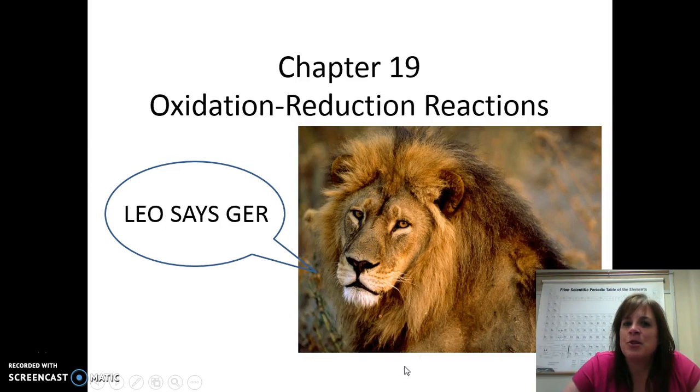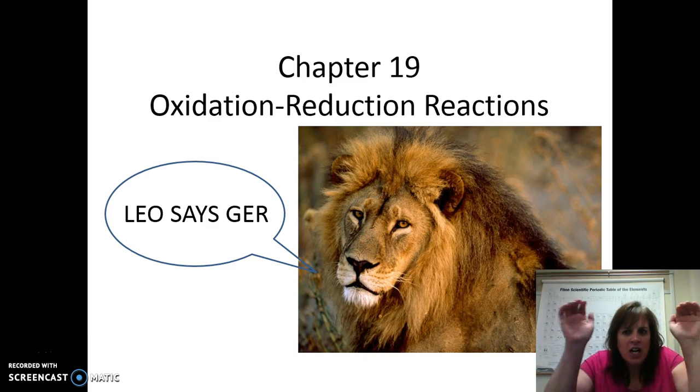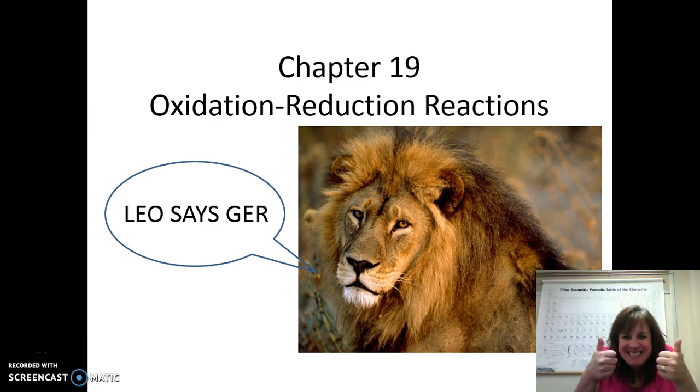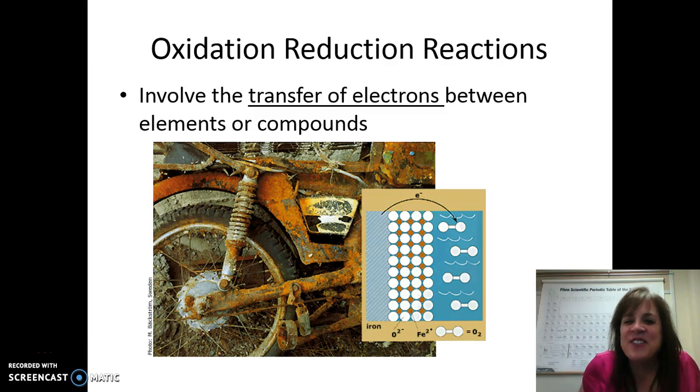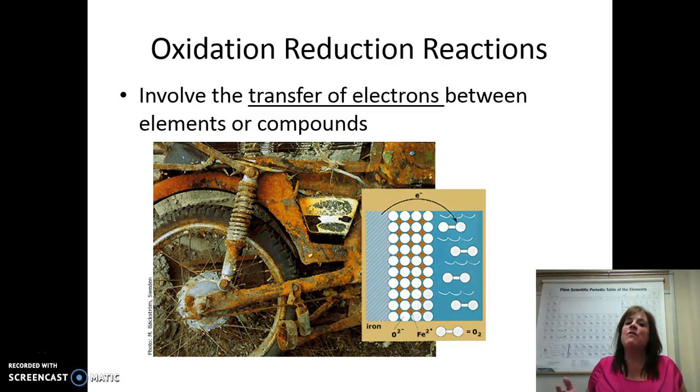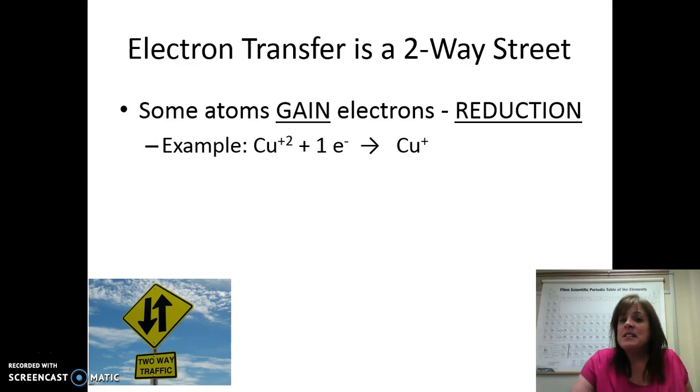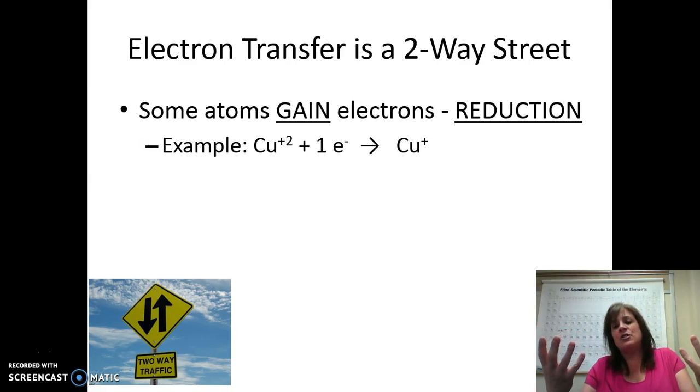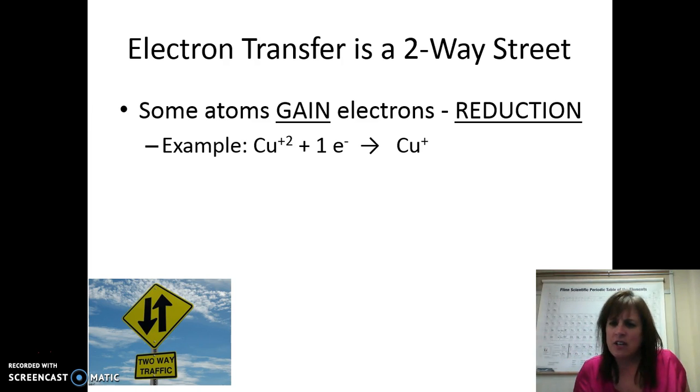In video 1 in chapter 19, we're going to talk about oxidation reduction reactions. So what is an oxidation reduction reaction? Well, it's one that involves the transfer of electrons between elements or compounds in a reaction. So if electrons are being transferred, that means somebody's gaining electrons. And if they're gaining electrons, we call that reduction.